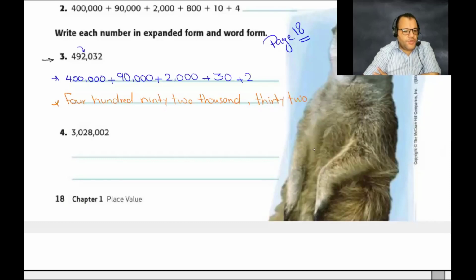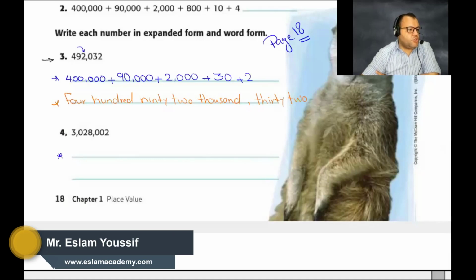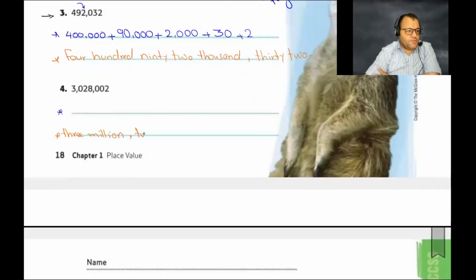Okay. For the next question, who can solve this one? Ahmed Raza? We need to write this number. You solved the first one for the expanded form, I need you to solve the word form for this one. Okay. 3 million, 28,000 and 2. I need another one to solve this question in expanded form.